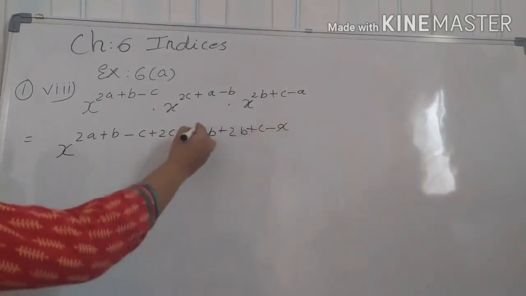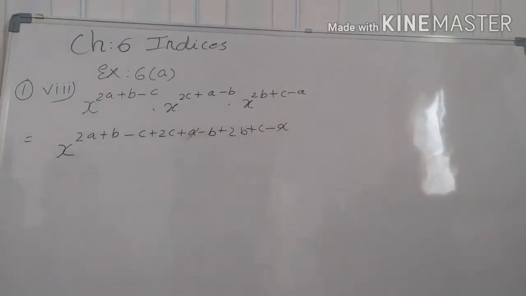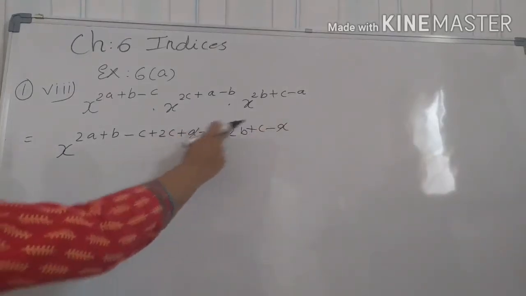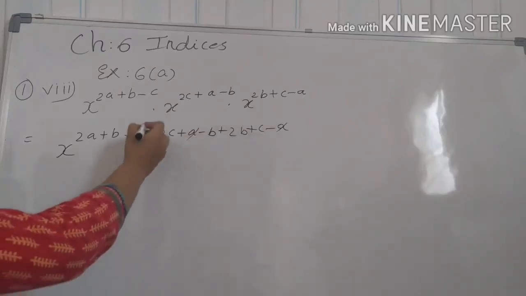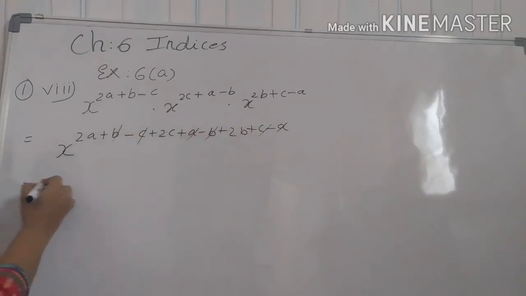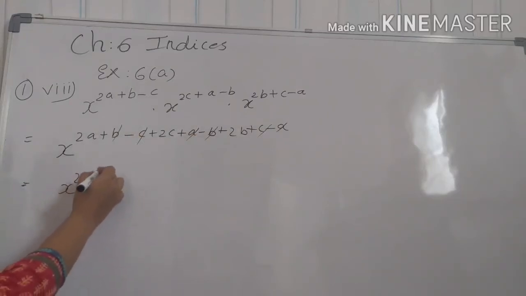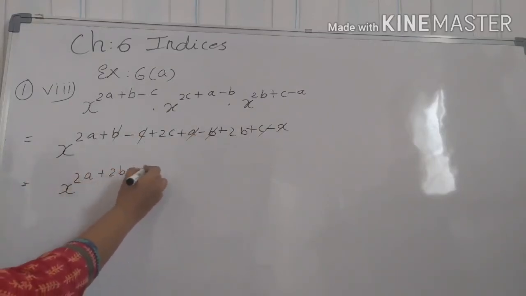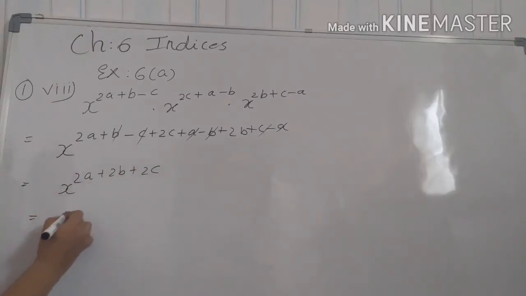Now what we have? Cancellation: plus a minus b, plus a minus a, then plus c minus c and plus b minus b. So we have left with 2a plus 2b plus 2c in the power. So x raised to 2 common, a plus b plus c. So this way you can solve question number 8 of question number 1. So students, you can solve other questions, same method.